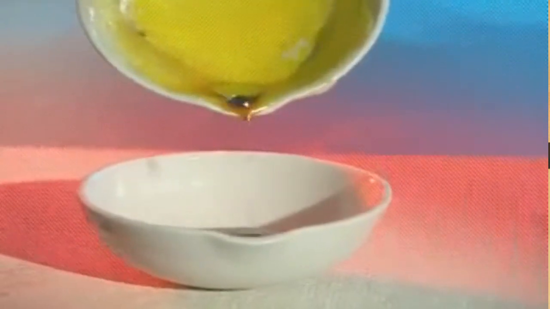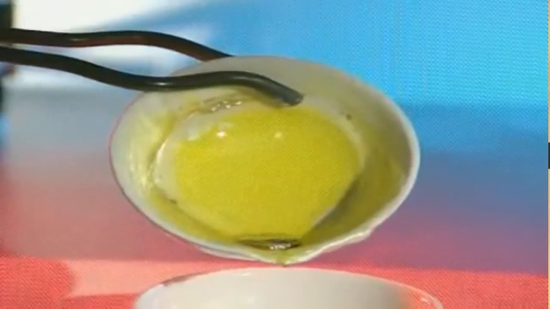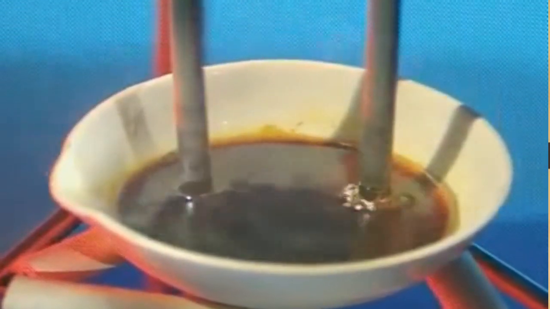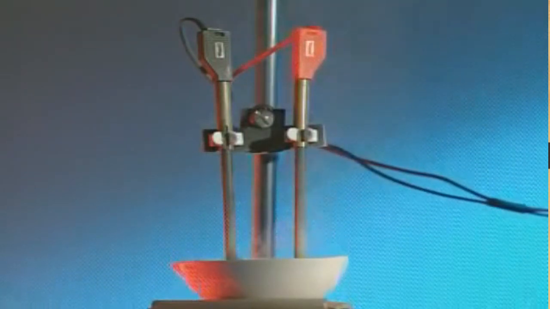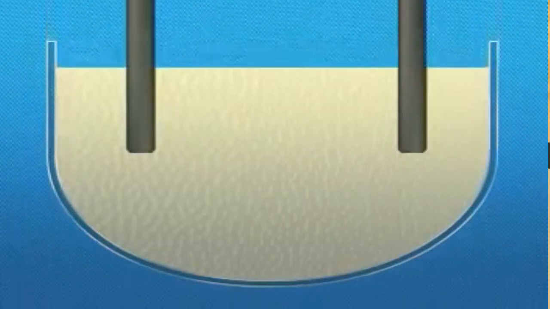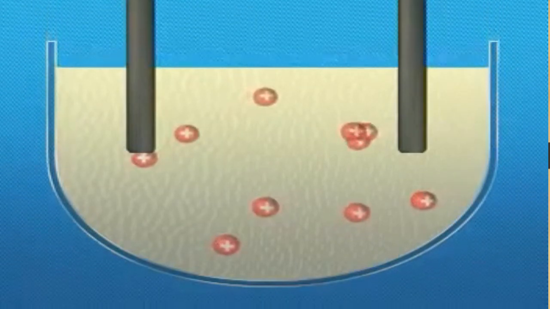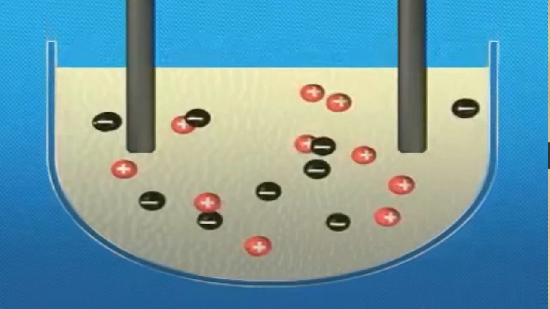Nothing obvious appears to be happening at the left-hand electrode, but pouring the molten lead bromide away reveals a small silvery metallic bead. This is pure lead. So, passing an electric current through molten lead bromide breaks it down into the elements lead and bromine. To work out why this happens, imagine you can see the charged particles, the ions, in the compound. There are positive lead ions and negative bromide ions.